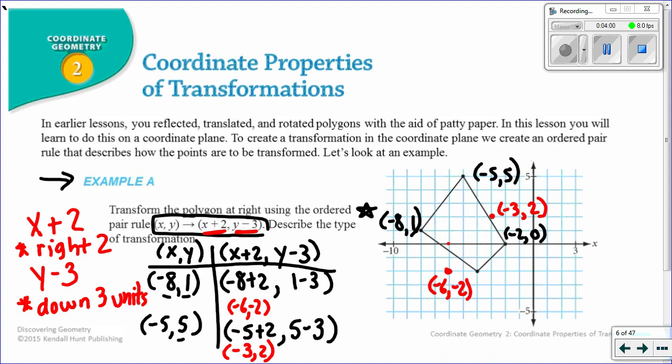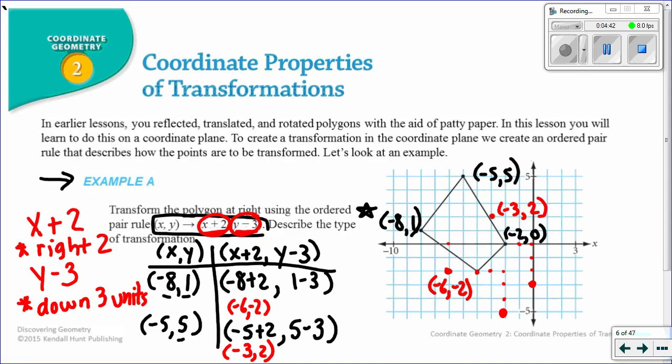So if I go through and I do each one of those translations using the rule, I'm going to get a new quadrilateral. So I'm just going to finish the last 2 points by just saying right 2, down 3. So if I go to this one, this is the one I haven't marked, right? So if I go right 2, and down 3, that's going to be that new ordered pair. And which one haven't I done yet? I haven't done this one. So if I go right 2, and down 3, there's my new ordered pair.